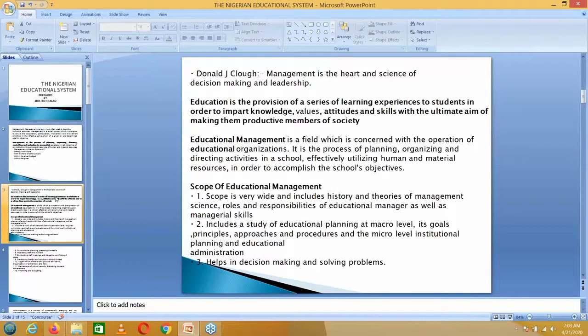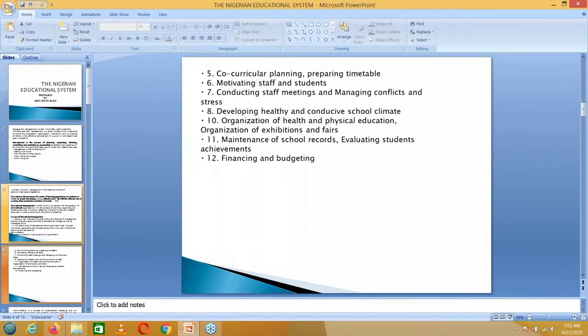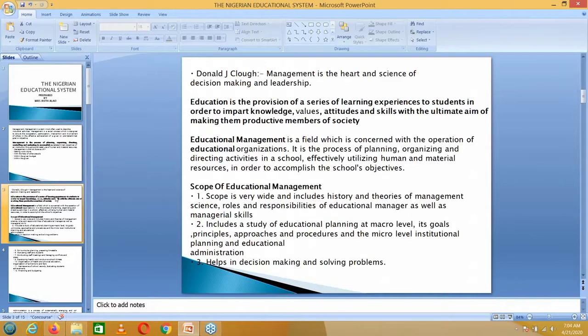Before you start any institution, you have to write out the aim, the purpose, the objectives of the institution. Now, an institution can be a school, it can be a firm, it can be a program to impart knowledge. Understand? So the educational management scope helps in making decisions and solving problems. Donald Clark defined management as the art and science of decision making and leadership. Management is not only attached to education, it cuts across all fields.